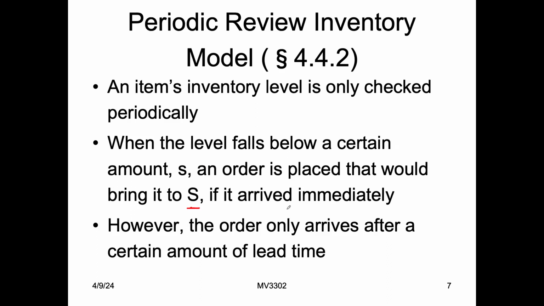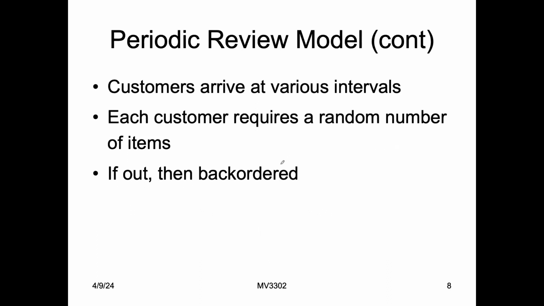Now, the difference here is that when I place the order, it's only going to arrive after a certain amount of time. It's called lead time. I'm sure you're familiar with that term. Now, on top of that, we have customers that are going to arrive. Unlike the queuing model, they show up and we can actually serve them right away. We could add a queue to this, but it would just complicate things. So they arrive at various intervals according to some arrival process. But the difference is now each customer has a random number of items that they want.